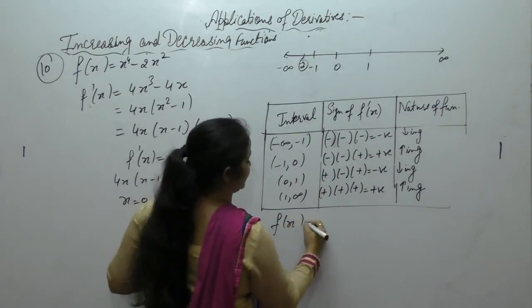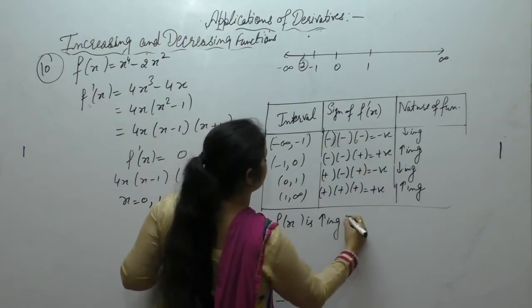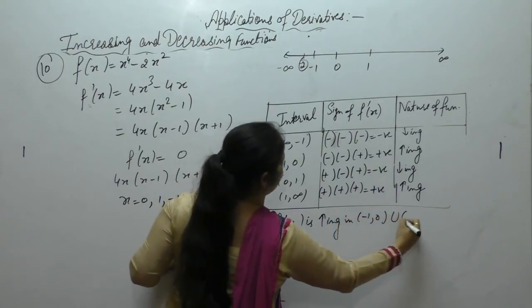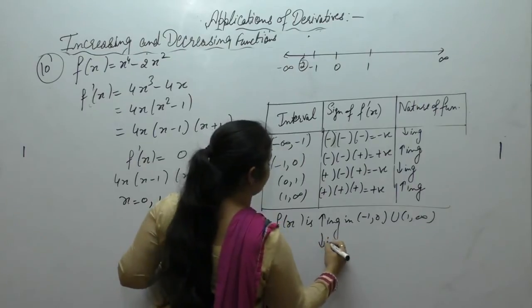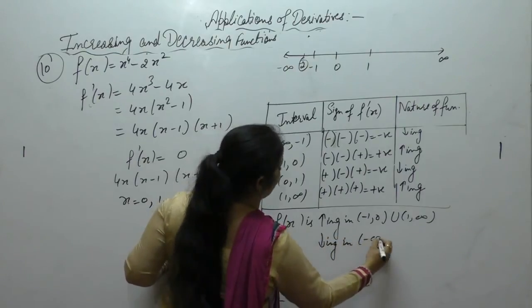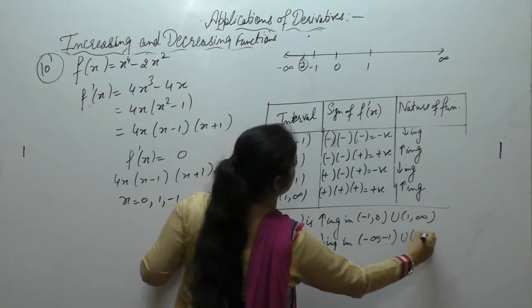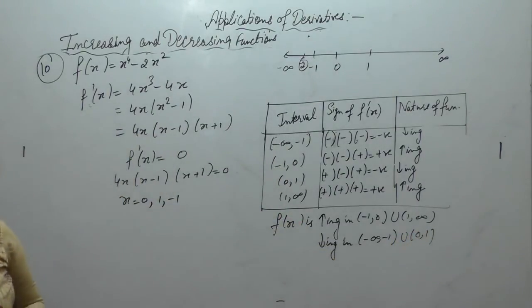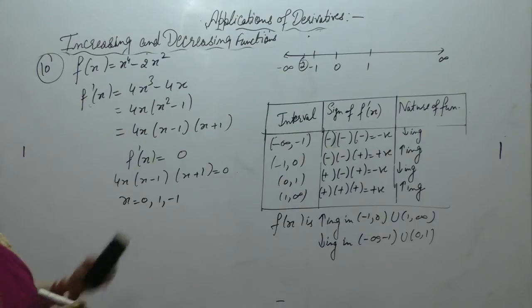So, f(x) is increasing in minus 1 to 0, union 1 to infinity. And the function is decreasing in minus infinity to minus 1, union 0 to 1. Note it down. Now the next one.